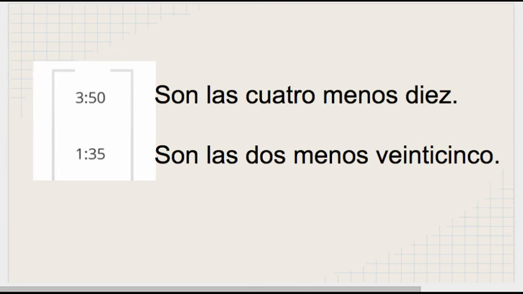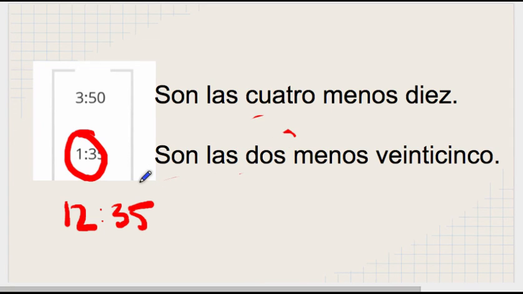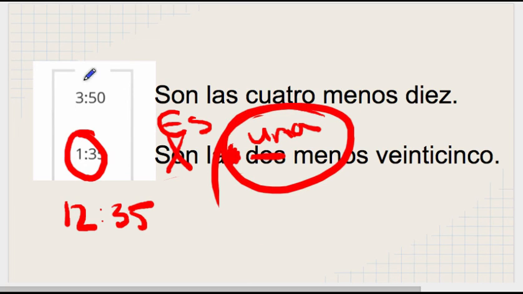Now, you'll notice, this is 1 o'clock. Why didn't we use es la? Because we didn't actually say 1. So if this was 12:35, and we're saying 25 before 1, what we would say is es la una menos 25. So you're only going to use es la if you're actually saying una.